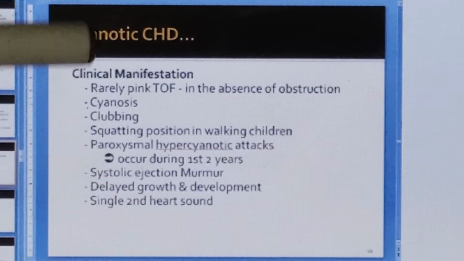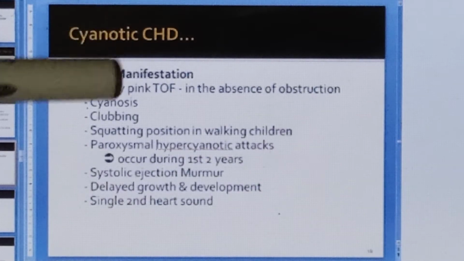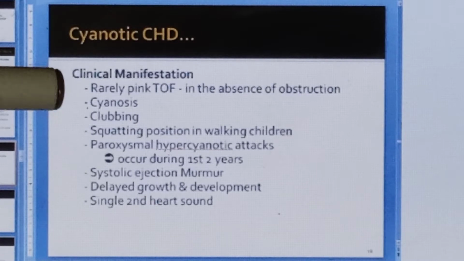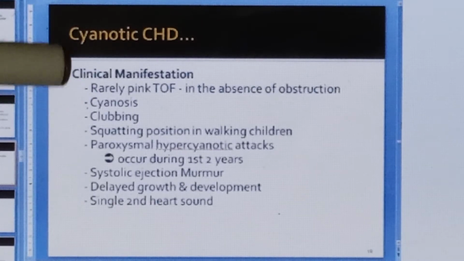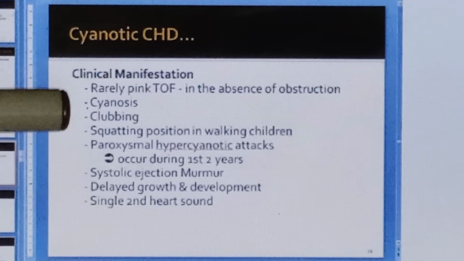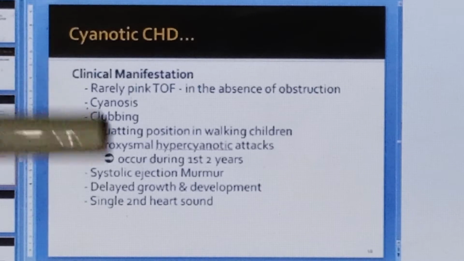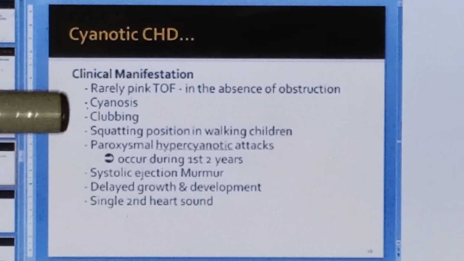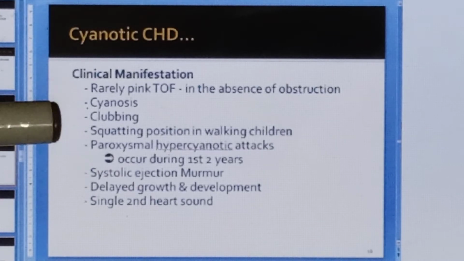Now come to the clinical manifestation. Rarely, pink tetralogy of Fallot occurs in some patients, which means that no cyanosis occurs in these cases. It is because of absence of pulmonary stenosis. The other important typical features include cyanosis, as we have discussed previously, that is bluish discoloration of the skin because of more than 5 gram of deoxyhemoglobin, and clubbing of the fingers occurs because of the hypoxia to the tissues.